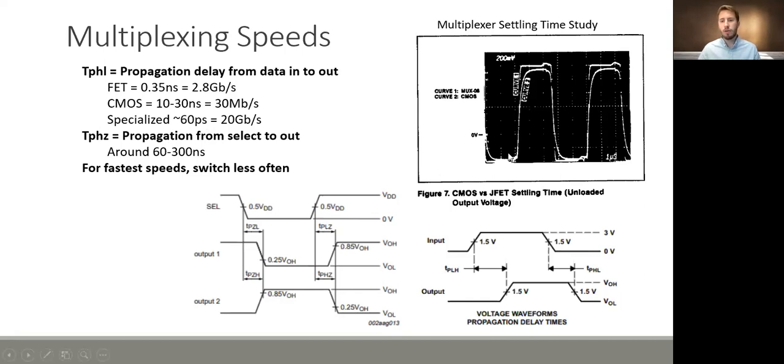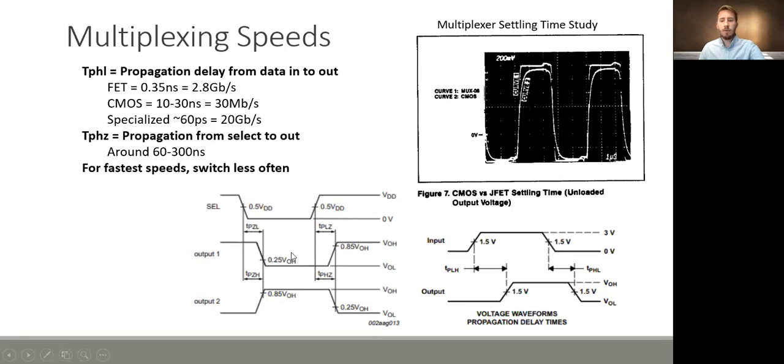I found this really old article that did a study into CMOS versus JFET in multiplexing. So this is actually in a multiplexer setup. This is the settling time, and curve 2 is this lower one, where you can see we've got more strain attenuation here. Then curve 1, which is our JFET, the settling time is much better and a much flatter response overall. So the takeaway from that was that the JFET was really a great tool for analog and multiplexing.